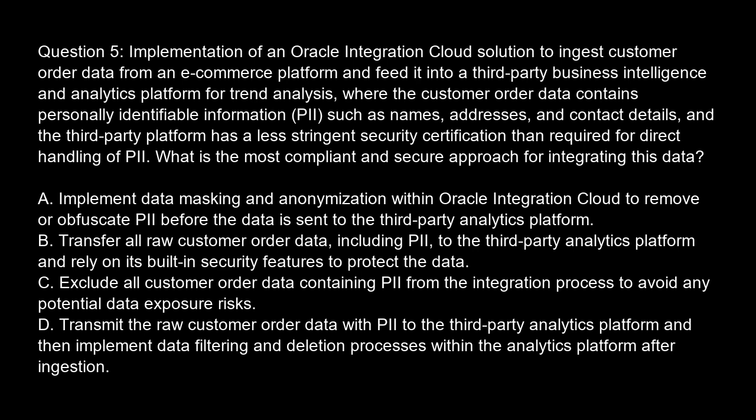Option A. Implement data masking and anonymization with Oracle Integration Cloud to remove or obfuscate PII before the data is sent to the third-party analytics platform. Option B. Transfer all raw customer order data, including PII, to the third-party analytics platform and rely on its built-in security features to protect the data. Option C. Exclude all customer order data containing PII from the integration process to avoid any potential data exposure risks. Option D. Transmit the raw customer order data with PII to the third-party analytics platform and then implement data filtering and deletion processes within the analytics platform after ingestion.